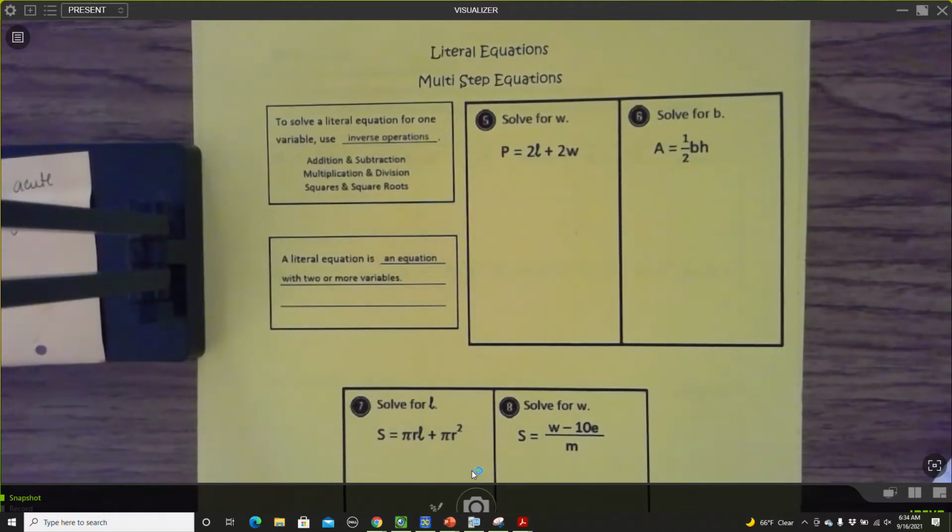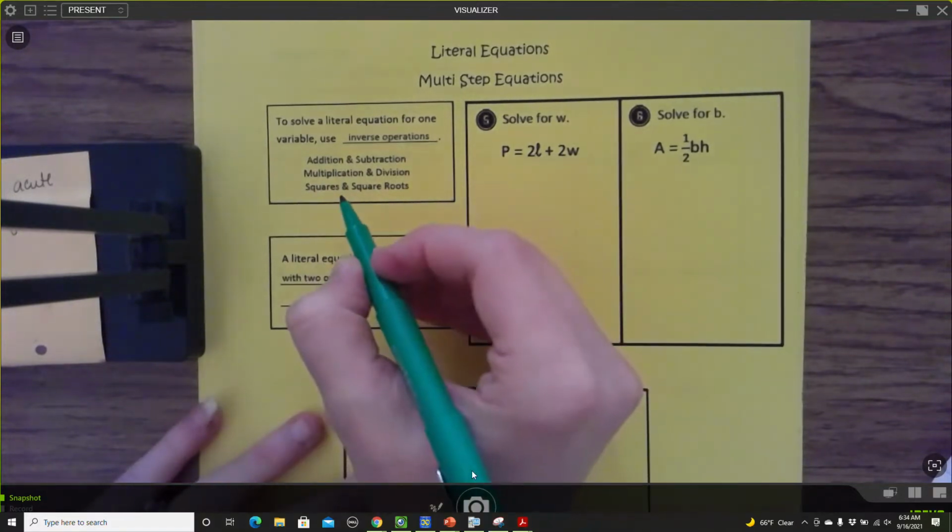This video is for the literal equations, multi-step equations notes. To solve a literal equation for one variable, you use inverse operations. Addition and subtraction are the opposite of each other. So you're doing the opposite of what's being done, just like when we solve regular equations.